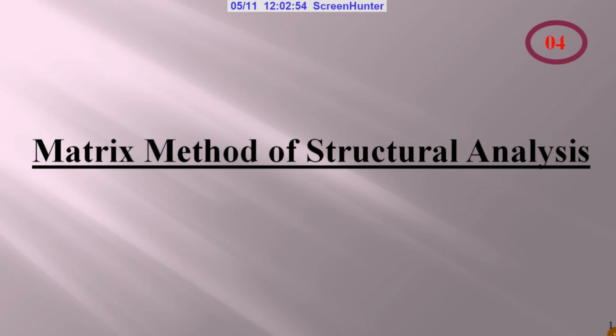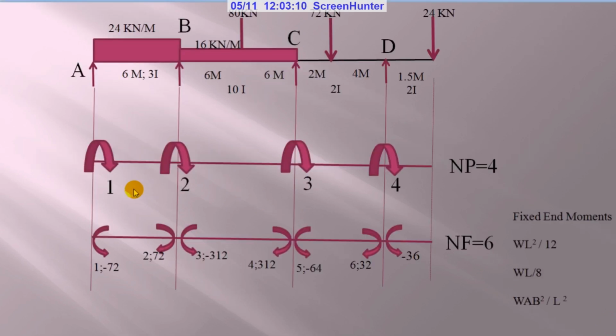Hello friends. In continuation to this topic, matrix method of structural analysis, in lecture number 3 we have seen how to determine the rotations and fixed end moments. So in this lecture I shall discuss how to develop the static and stiffness matrix.